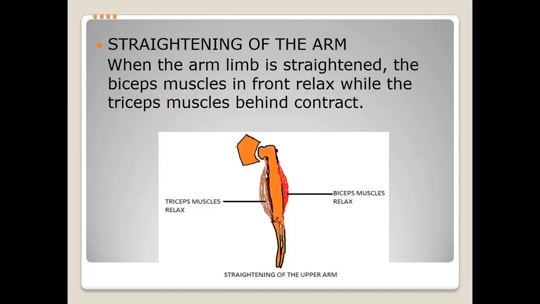Now, straightening of the arm. When the arm limb is straightened, the bicep muscle in front will relax, while the tricep muscle behind will contract. So you can actually try it. Straighten your arm. You find out that the bulged bicep muscle in front is kind of straightened now, so it means that it has relaxed, while the tricep muscle at the back bulges out, kind of shortened. Okay, it means it has contracted. So study the image for better understanding.